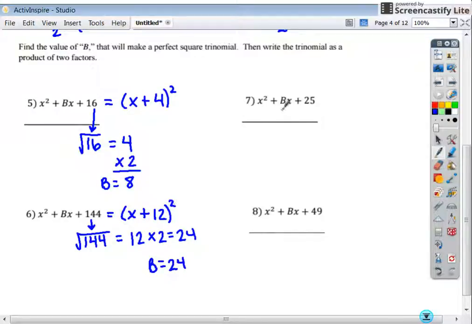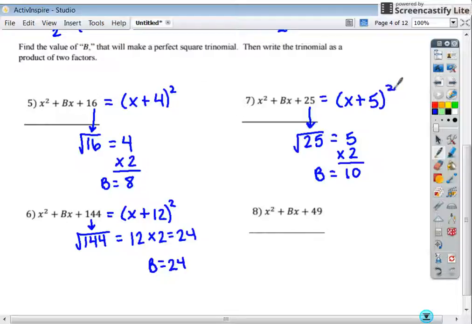All right, now looking at number 7, we're going to take 25, take the square root of it, and then double that number. So b is equal to 10. And now I write x squared plus 10x plus 25 as x plus this number here, 5 quantity squared. And again, just think what times itself gives you that 25, or what multiplies to be 25 and adds to be 10. That'll work too.